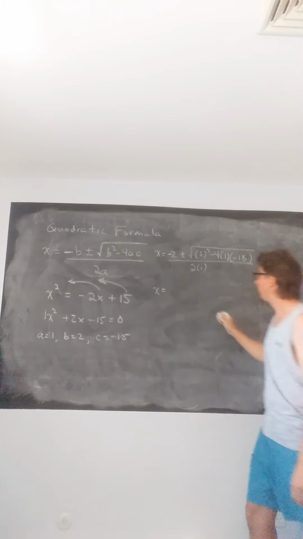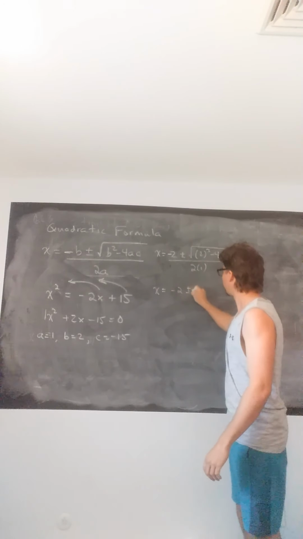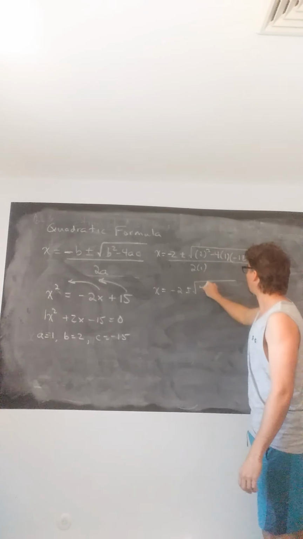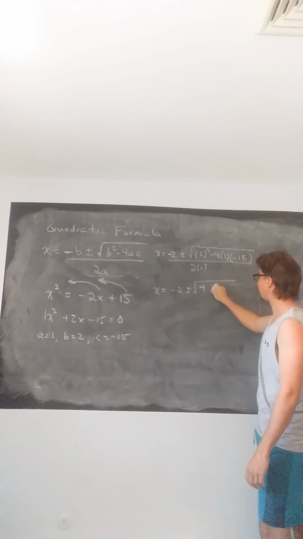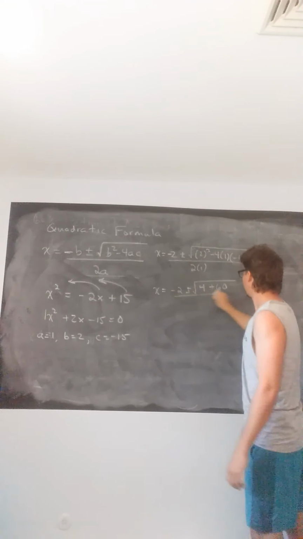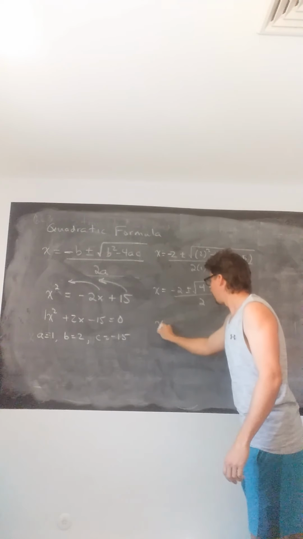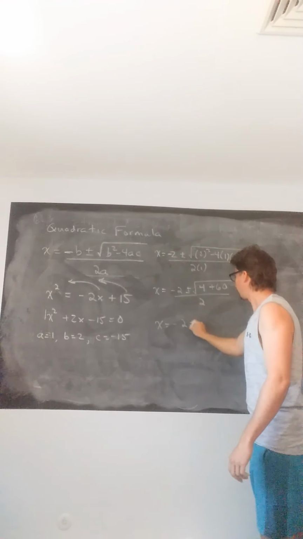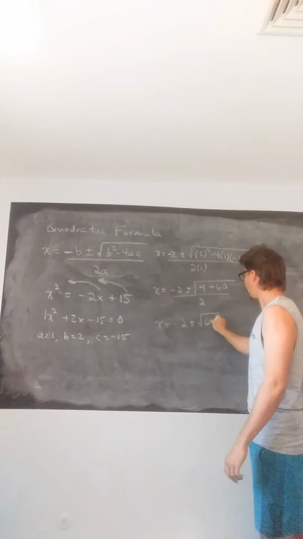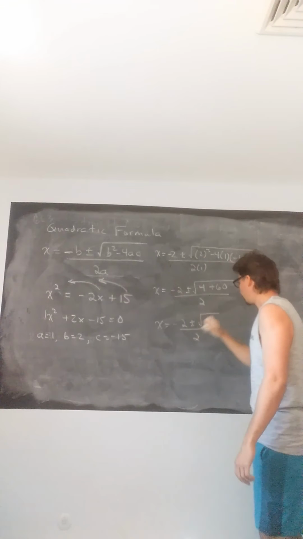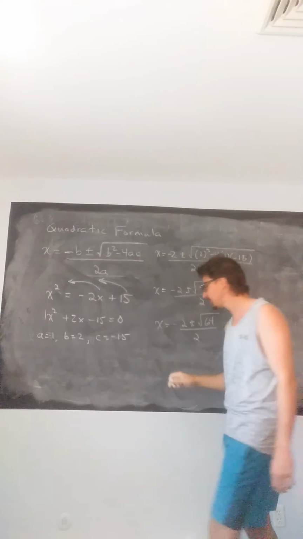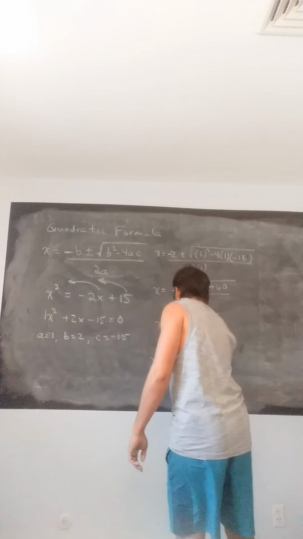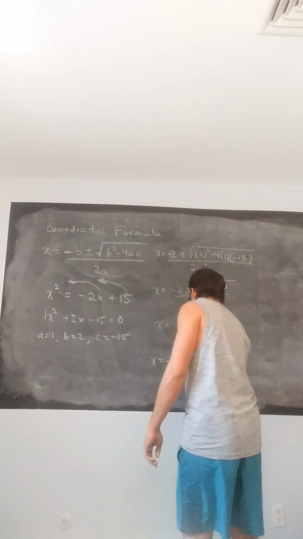So next we have negative 2 plus or minus the square root of 4 times negative 4 times negative 15. Now, negative 4 times negative 15 is a positive 60, over 2. So we got negative 2 plus or minus the square root of 64 over 2. And we should like that because the square root of 64 is 8. So you got x equals negative 2 plus or minus 8 over 2.